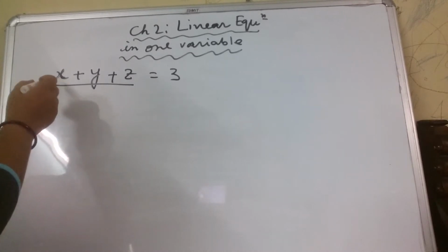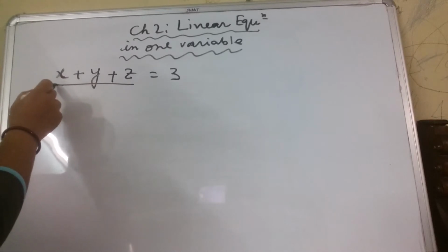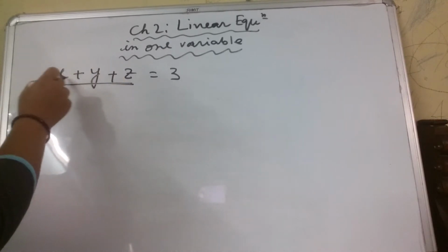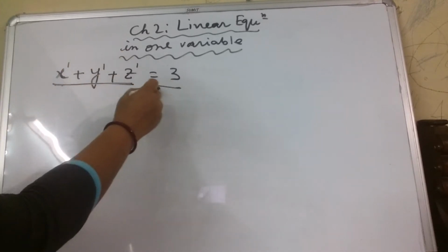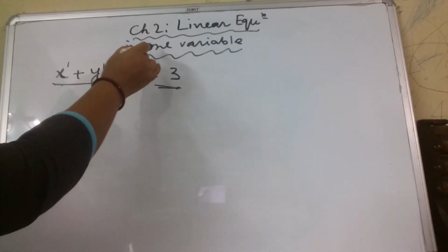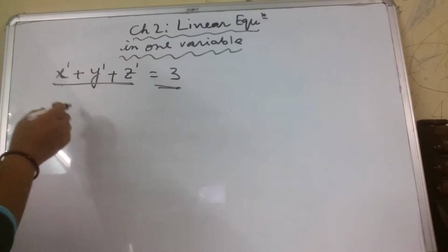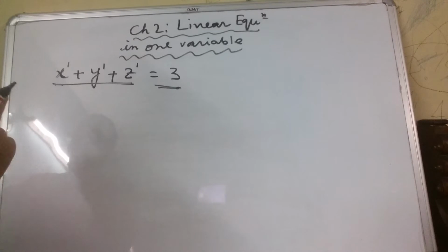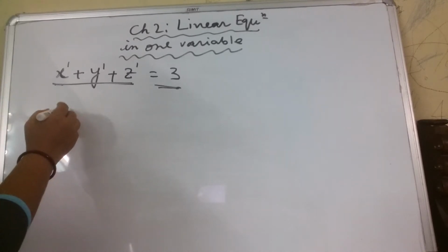Linear equation means its highest power of its variable will be 1. In all the cases their power is 1. So it is a linear equation. Now your topic is linear equation in one variable. That means that equation will have only one variable, any one unknown variable.